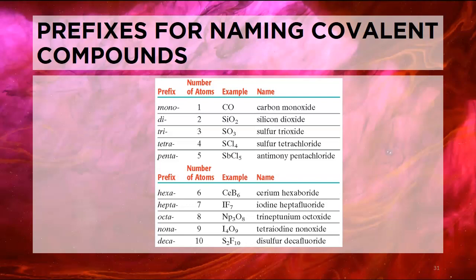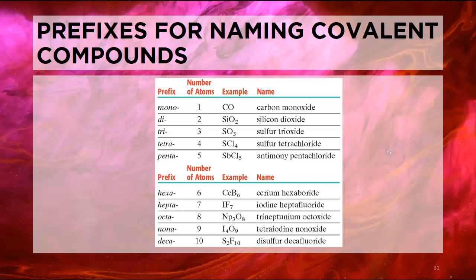But mono means 1, so an example would be carbon monoxide. Di is 2, so like silicon dioxide. Tri is 3, something like sulfur trioxide. Tetra means 4, so sulfur tetrachloride. Penta means 5, so antimony pentachloride. An example of 6 for hexa would be cerium hexaboride. Hepta means 7, so that would be iodine heptafluoride.